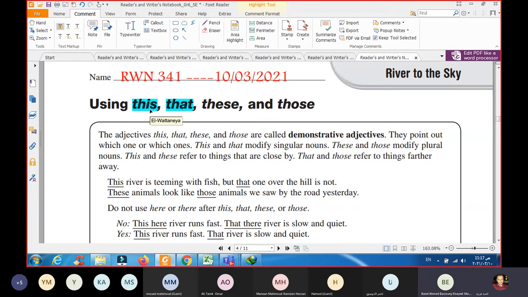Okay, this is for singular and for somebody who is close by you. For example, this dude is my brother. But that, we use it when we talk about something or someone who is far away. Okay, great. Nice, that's a better example. The same thing about these and those. These is like the plural of this, and those is like the plural of that. These guys took my pencil.